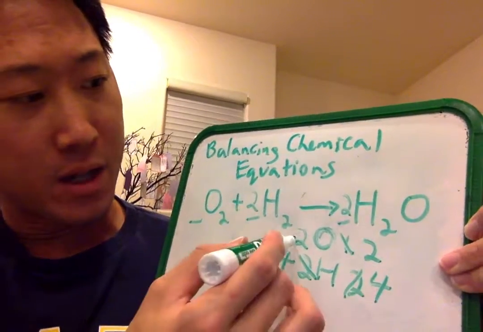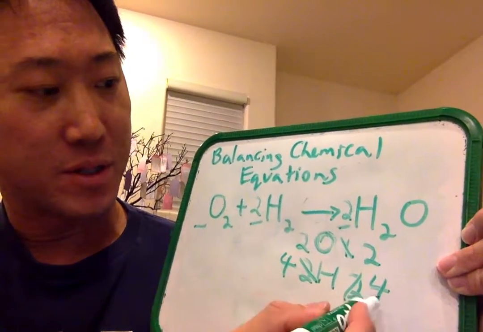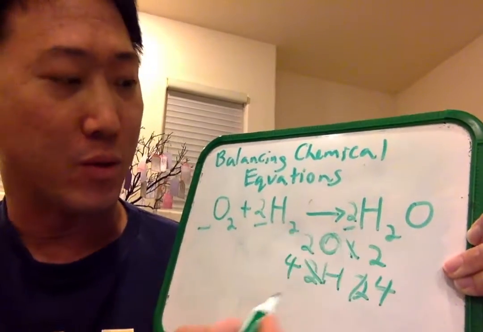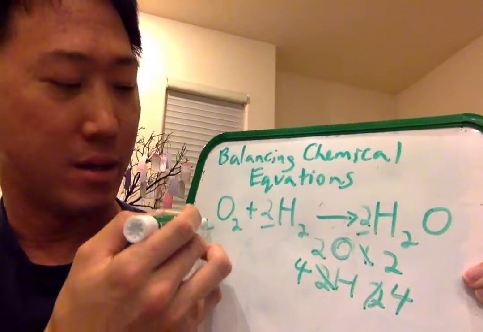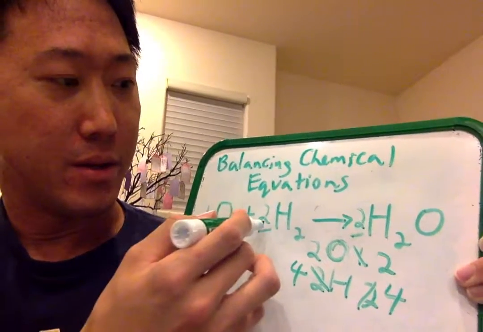So if we look at our oxygens, they're balanced. And if we look at our hydrogens, they're balanced. So this is a balanced chemical equation. The coefficient here is basically a 1. So if you want to put a 1 there, that's fine. 1, 2, 2.